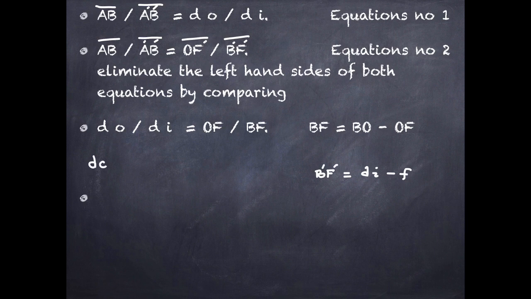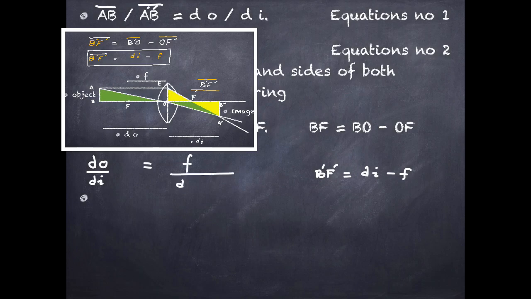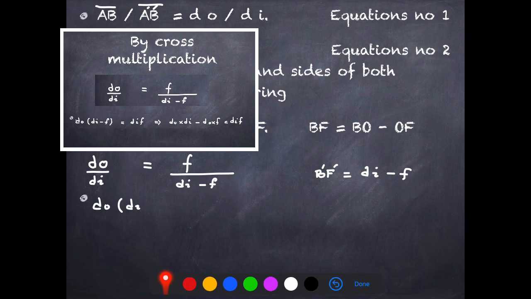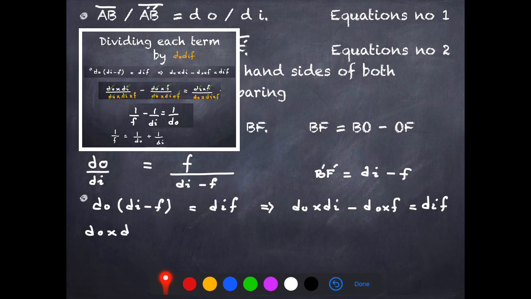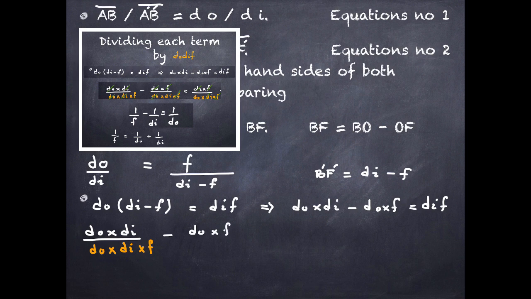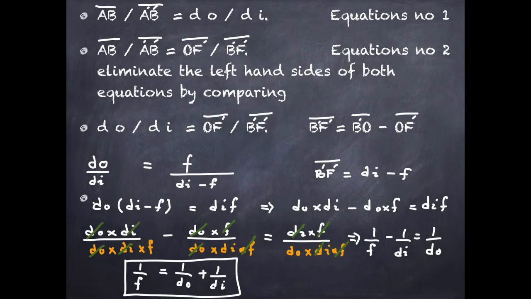The equation becomes dO by dI equals F by dI minus F. And by cross multiplication, the equation is rearranged in a linear form: dO bracket dI minus F equals dI into F. Divide each term of the equation by dO dI into F and cross out the similar quantities. And finally, you get your lens equation as 1 over F equals 1 over dI plus 1 over dO.